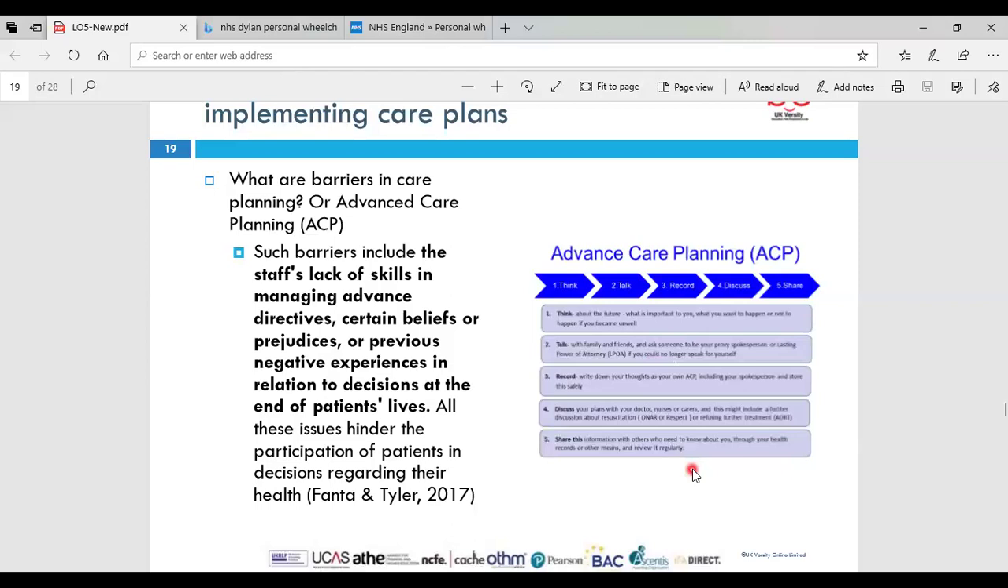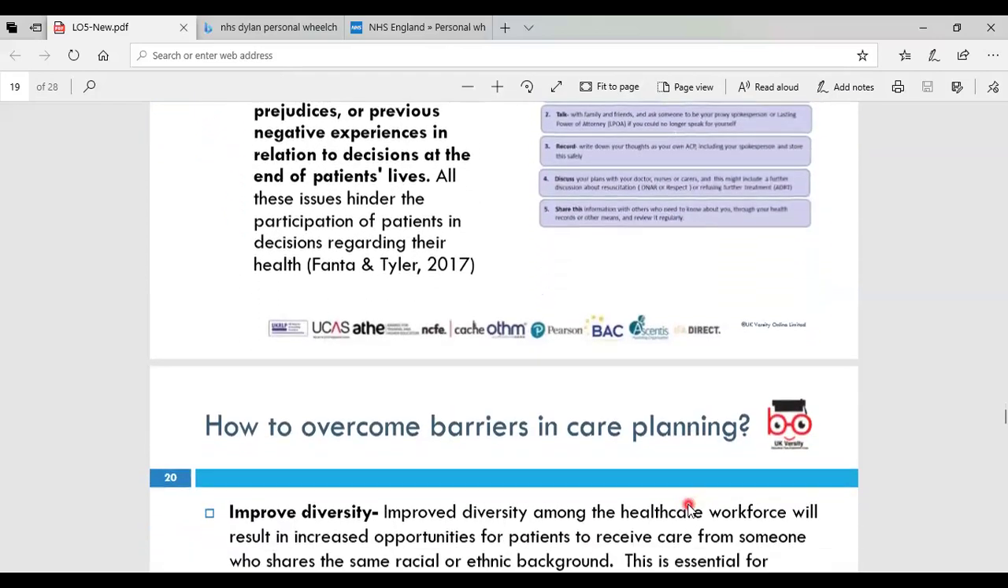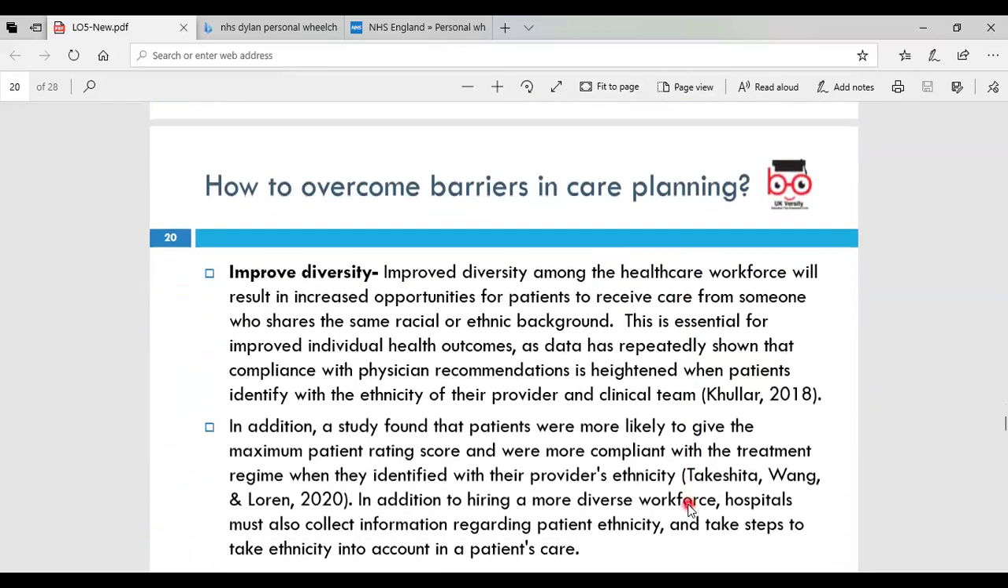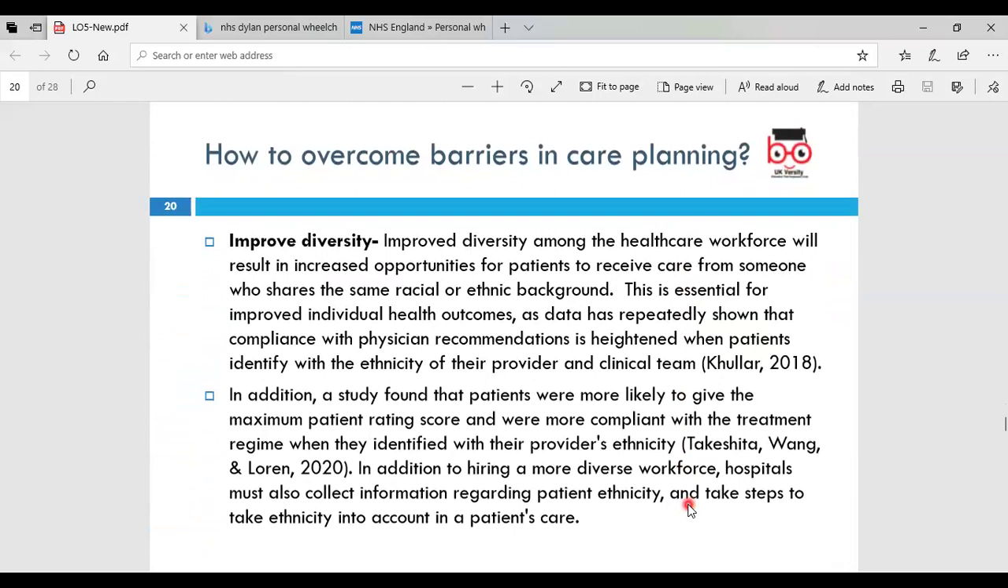Discussion and resuscitation plans should be discussed. Sharing this information with others who need to know about it is very important after recording this properly. How to overcome these barriers in care planning? So improving diversity is one very important way.